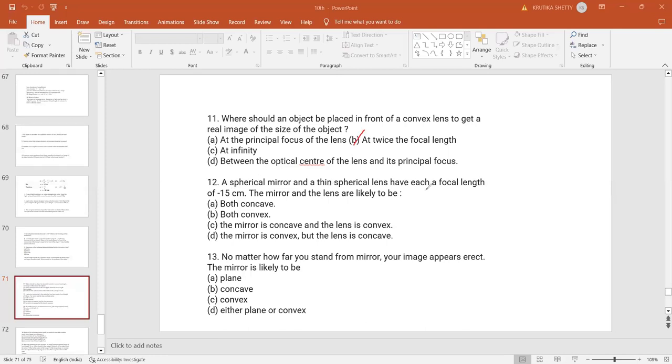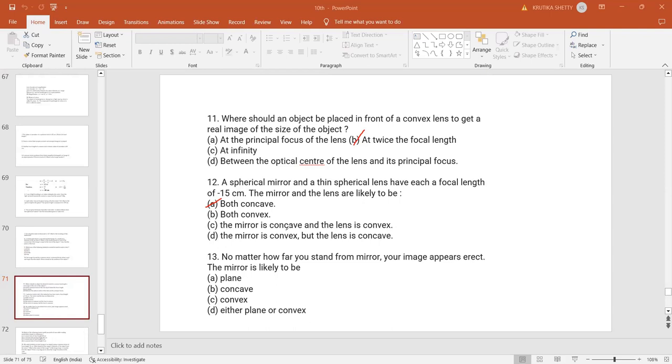Next question. A spherical mirror and a thin spherical lens have each a focal length of minus 15 centimeter. The mirror and the lens are likely to be: both concave, both convex, the mirror is concave and the lens is convex, the mirror is convex and the lens is concave. So a focal length of minus 15 centimeter means it should be both concave. The mirror and the lens must be concave here. Then the focal length will be negative. So option A is the correct answer.